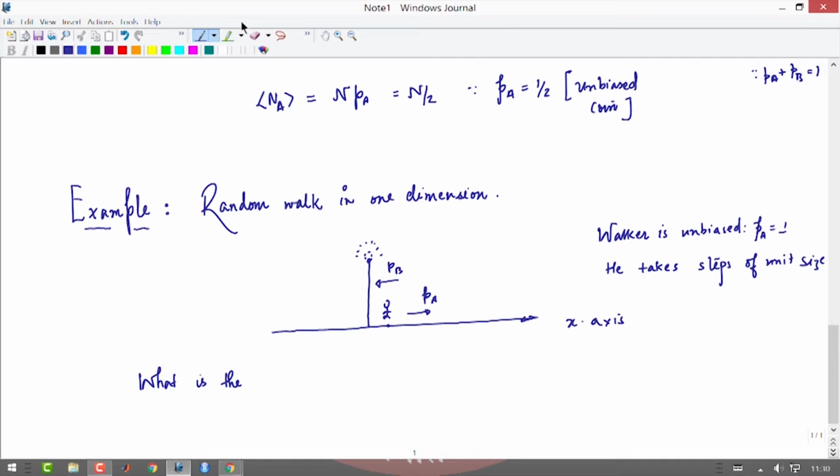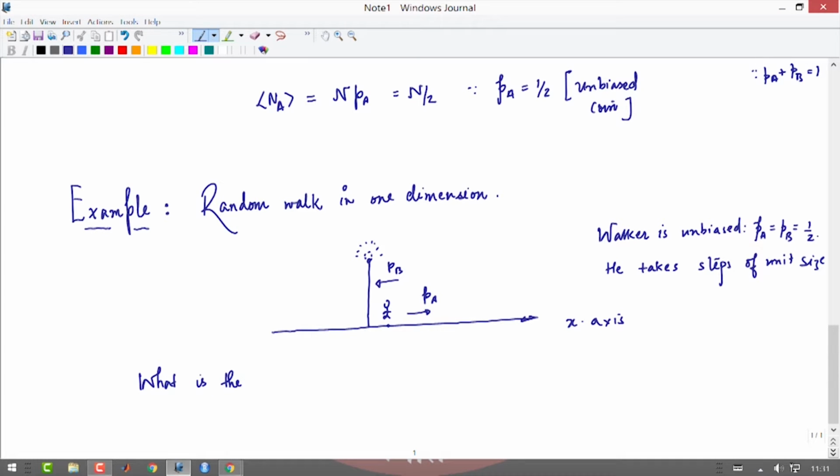I wanted to write PA plus PB equals 1. I ended up writing PA equals PB equals 1. So, what I mean is basically that the probabilities are equal and they add up to 1, which means they all have to be half.